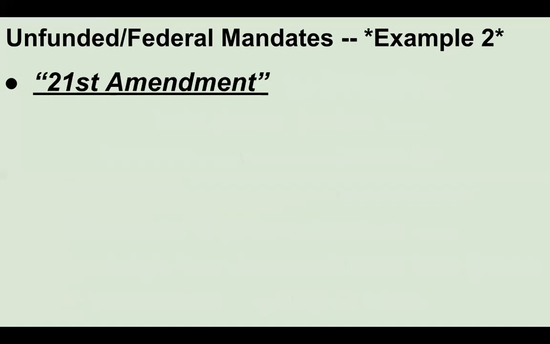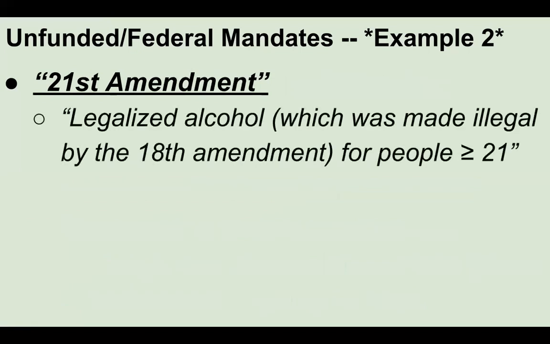Second example. Remember I told you that these also happen when states are not in compliance. This is an example of that. So the 21st Amendment legalized alcohol. This is the only amendment that got rid of another amendment, which is kind of weird. The 18th Amendment made alcohol illegal. But then the 21st Amendment said, just kidding, it is legal. So everybody that is 21 and up can drink alcohol now.